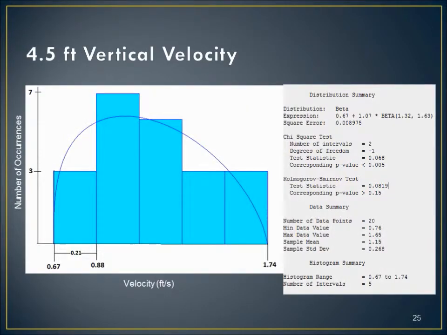For the vertical velocity of 4.5 feet, we got a beta distribution with a sample mean of 1.15 feet per second and a standard deviation of 0.268. Here's a short clip of the vertical velocity experiment.